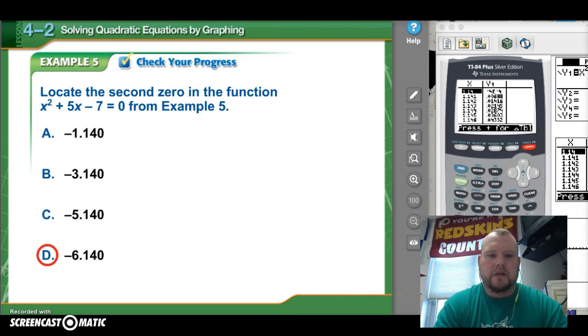Okay, so the second 0 from that function was negative 6.140.